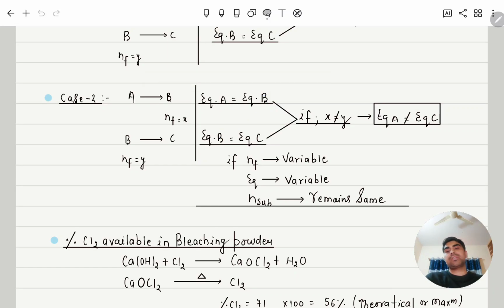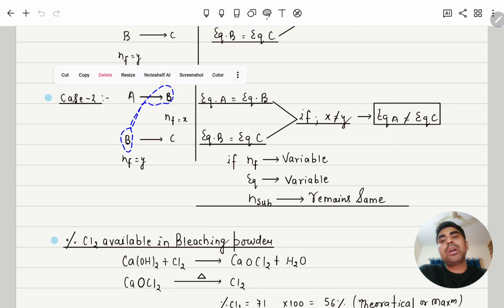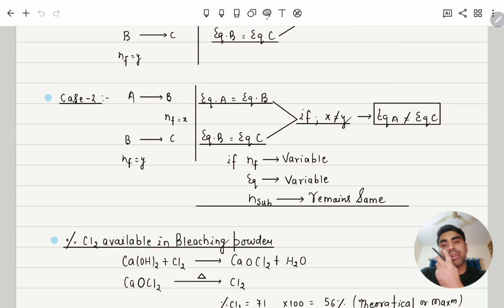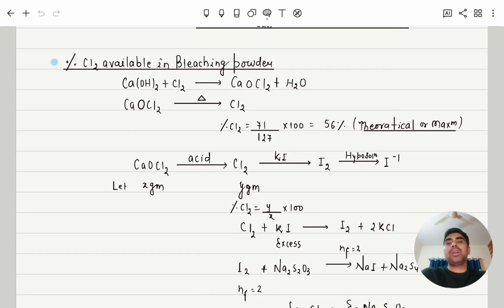So how to solve such type of question? There you know that this B and this B in the container are the same, meaning amount-wise they are the same, but their n factor could be different depending upon the reaction. So here is the application of what we have studied, the percent chlorine present in bleaching powder.